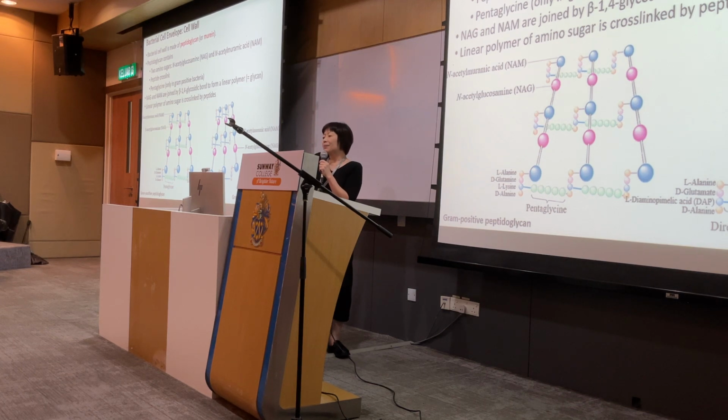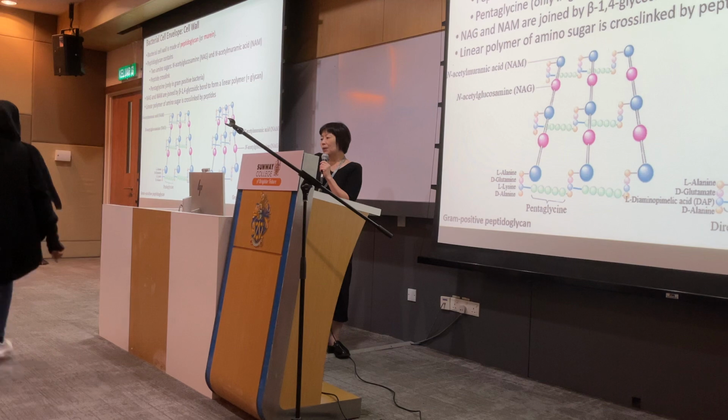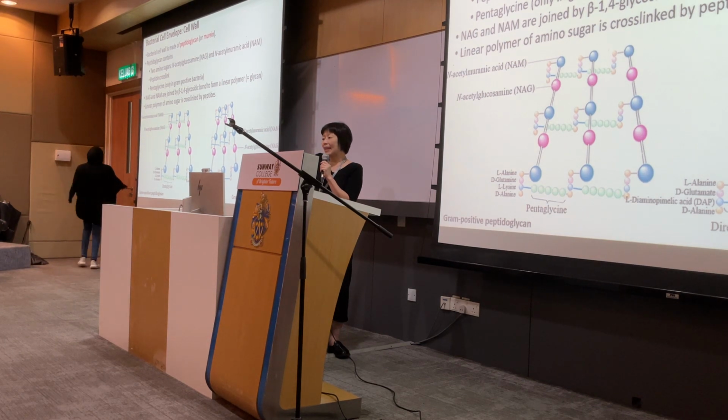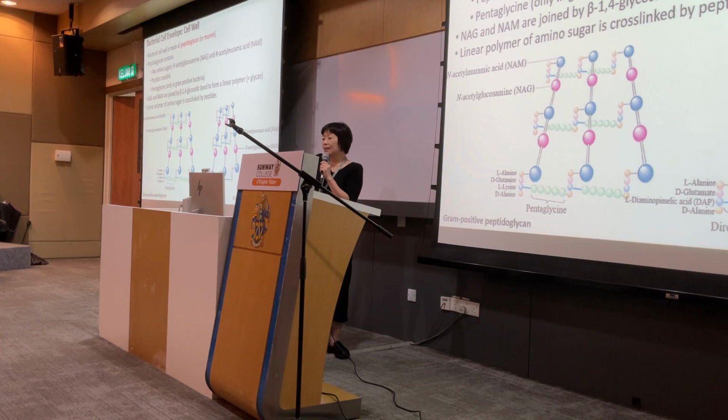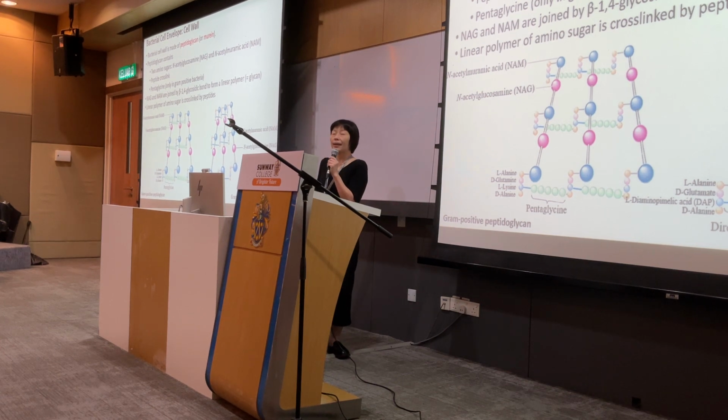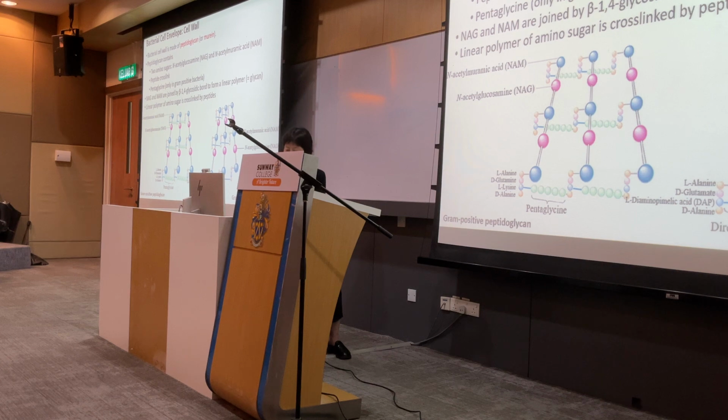This is something everyone is familiar with, the cell wall, peptidoglycan. The bacterial cell wall is made up of peptidoglycan, or we sometimes call it murein. If you look at the structure of peptidoglycan, you will have a very basic component called N-acetylglucosamine, NAG, and N-acetylmuramic acid, NAM. This is the very basic unit of the peptidoglycan.